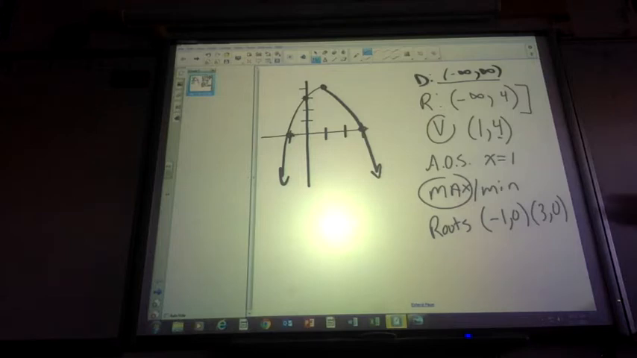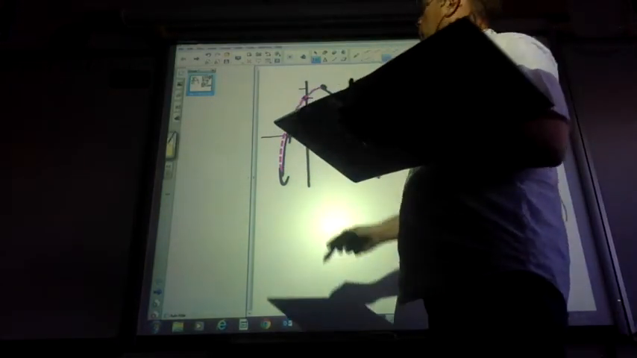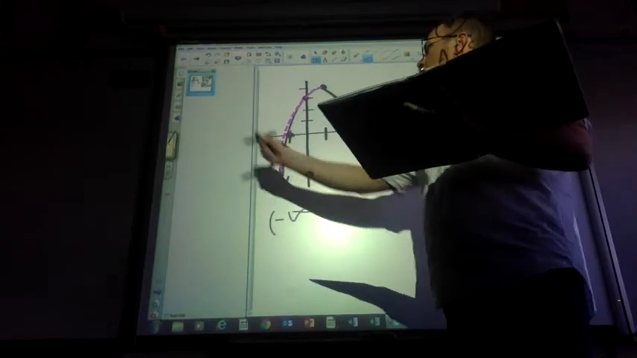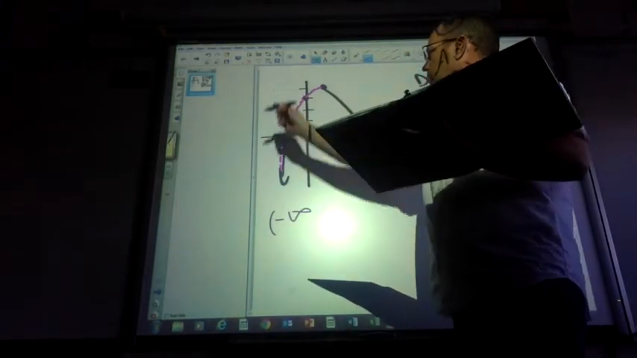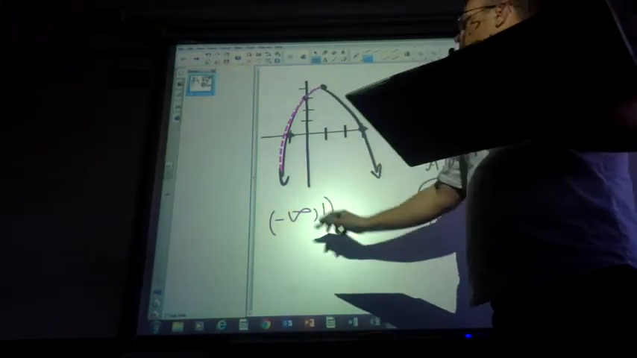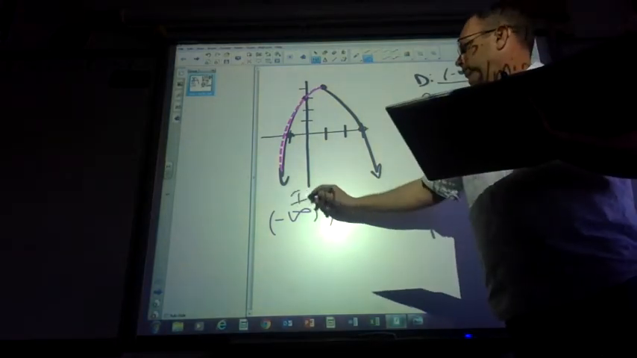And increasing interval. Okay, so this is the region that it's increasing. So it's increasing from negative infinity, coming in the x direction, all the way up to the 1. Okay, so you're talking about what am I doing in the x direction that results in me getting a larger value or a positive slope. Okay, so that's where it's increasing.